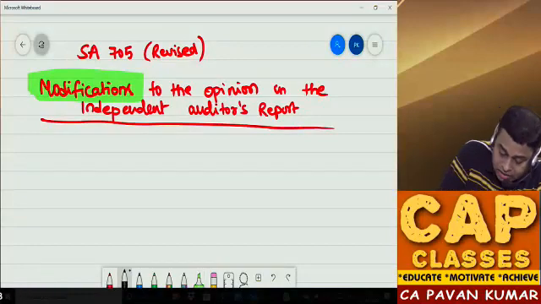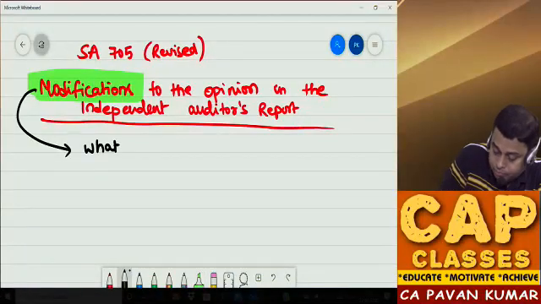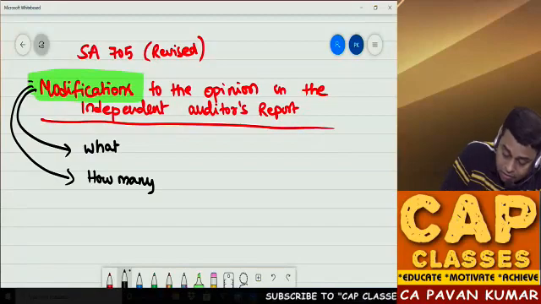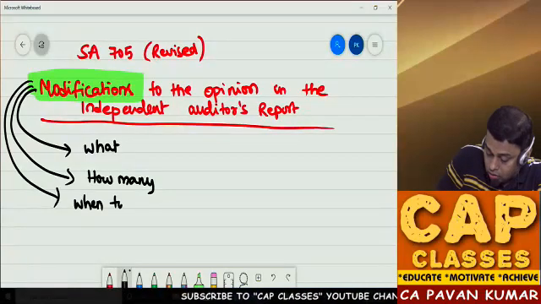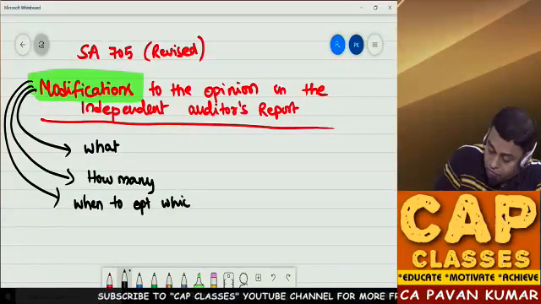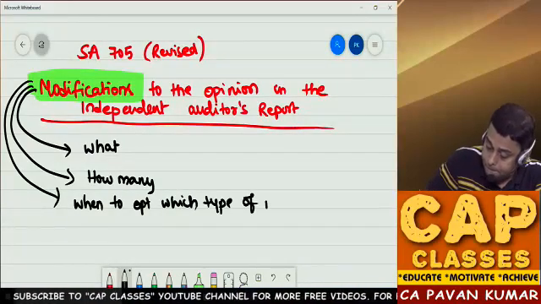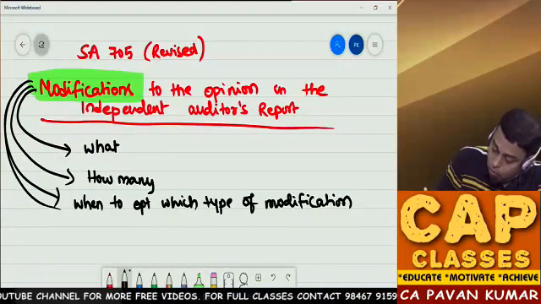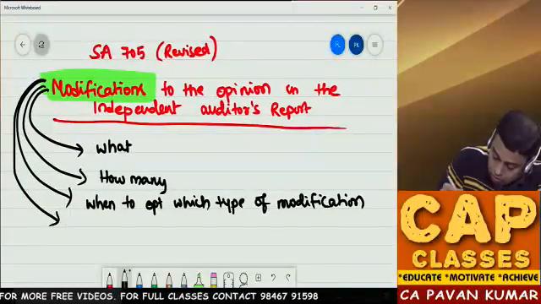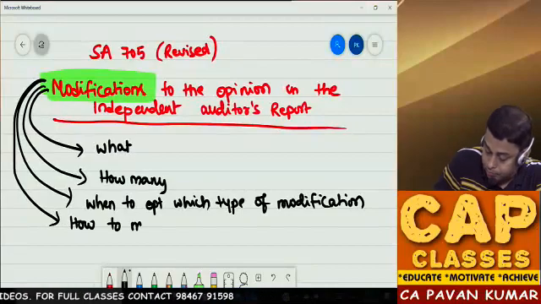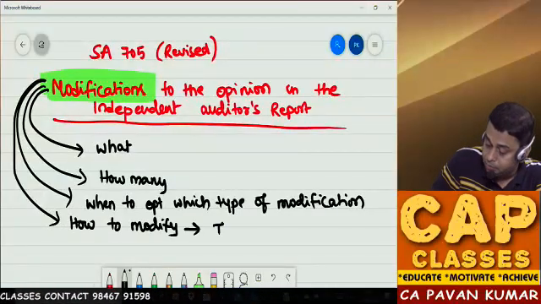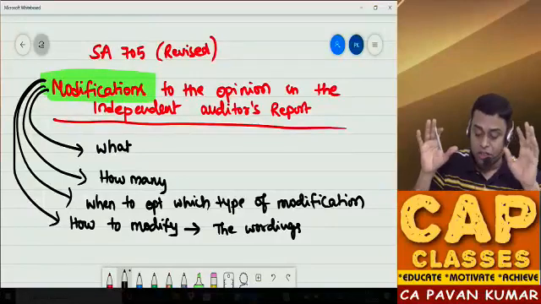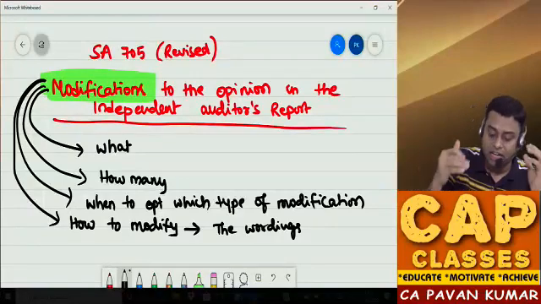Now the question is, what is meant by modification? How many types of modifications are there? When to opt for which type of modification? And finally, how to modify that? What are the wordings? This refers to the wordings: what type of wordings are to be used in the auditor's report. So the scope of SA 705 can broadly be divided into these four parts.